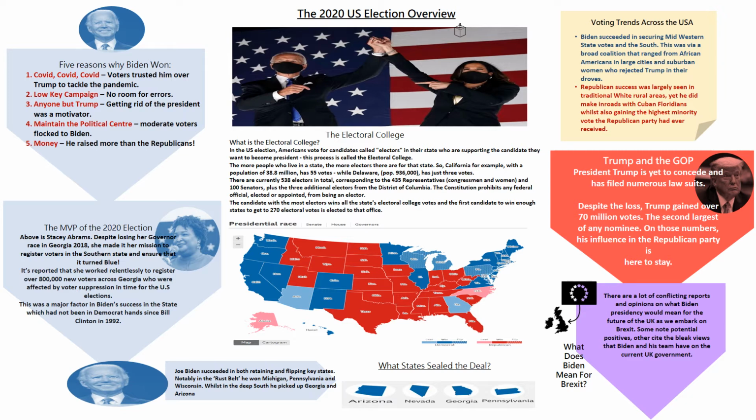What does Joe Biden mean for Brexit for us in the UK? Well, Joe Biden was very much in support of Britain being part of the EU, so his views on us leaving the EU could impact our trade with the US, so we'll just need to see what happens there.